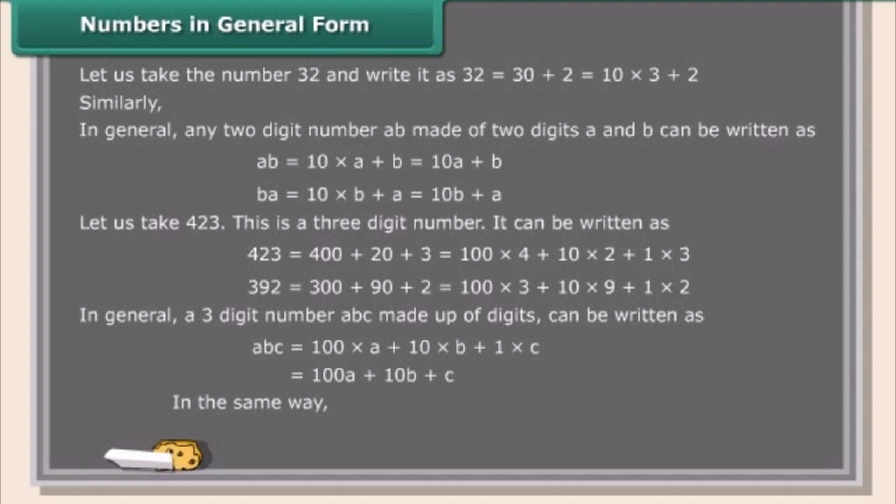In the same way, CAB = 100C + 10A + B. BCA = 100B + 10C + A.